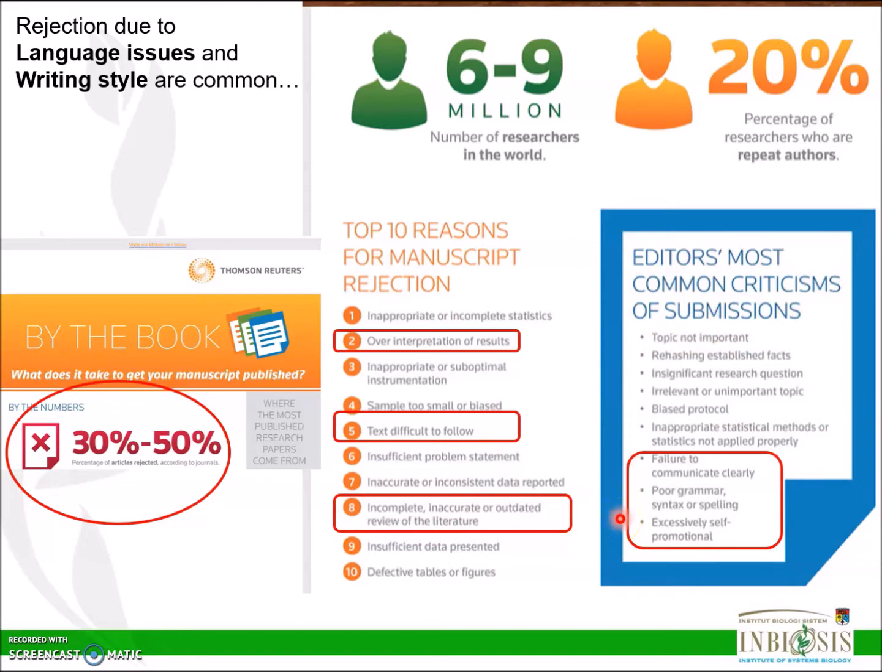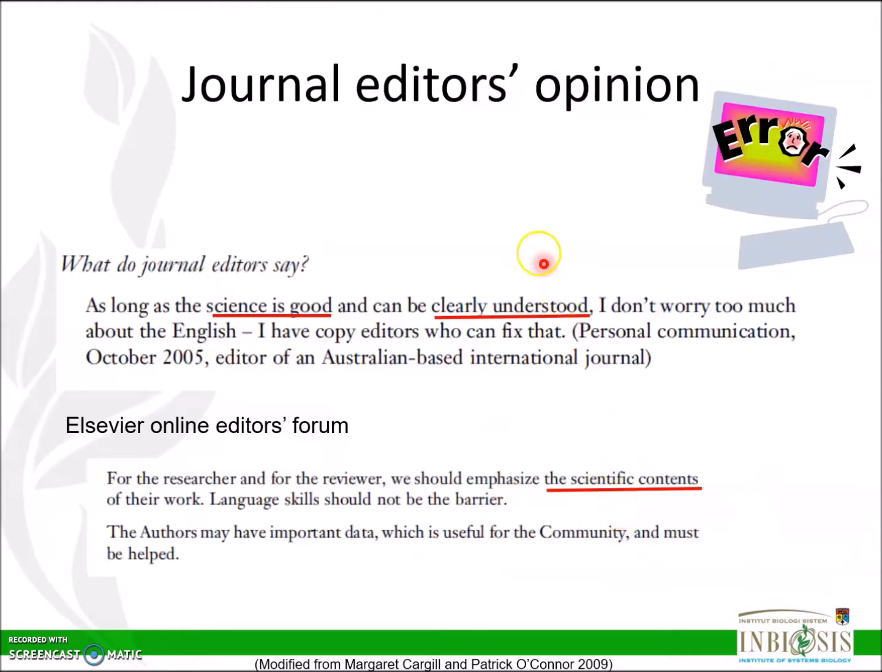However, most editors will also understand that the content of the submitted articles is the most important criterion of judgment and merit. As one Australian-based journal editor said, "As long as the science is good and can be clearly understood, I don't worry too much about the English. I have copy editors who can fix that." Again, in the Elsevier Online Editors Forum, they recommend that language should not be a barrier to scientific content and these researchers must be helped. Remember that, as long as you can write in plain English, making sure that small avoidable grammatical mistakes are not present in your manuscript, you have a good chance of paper acceptance.